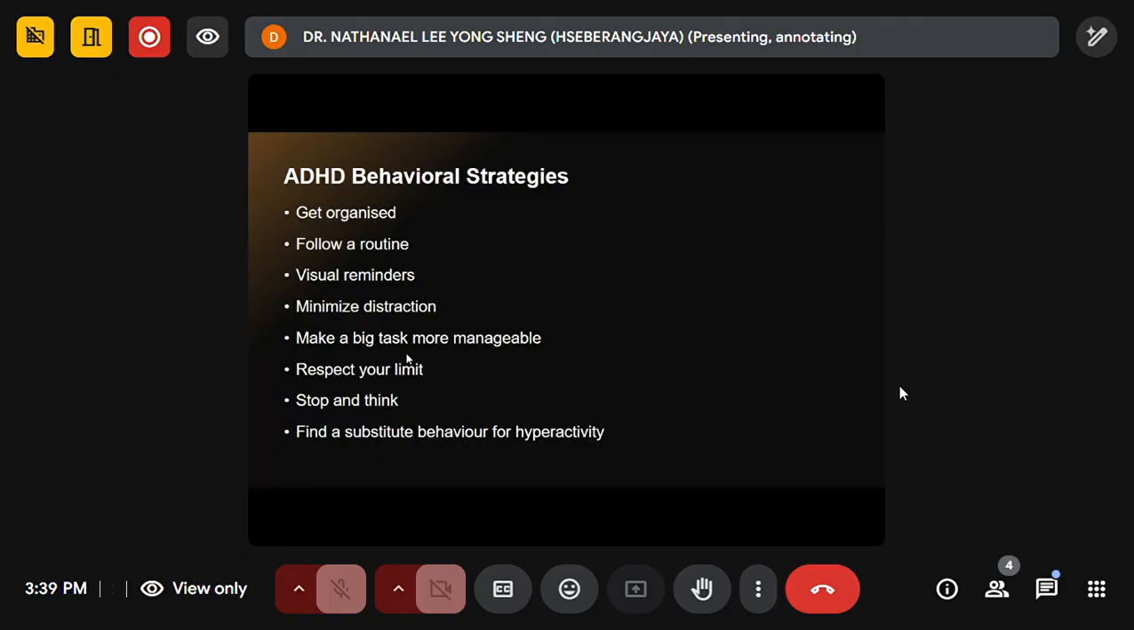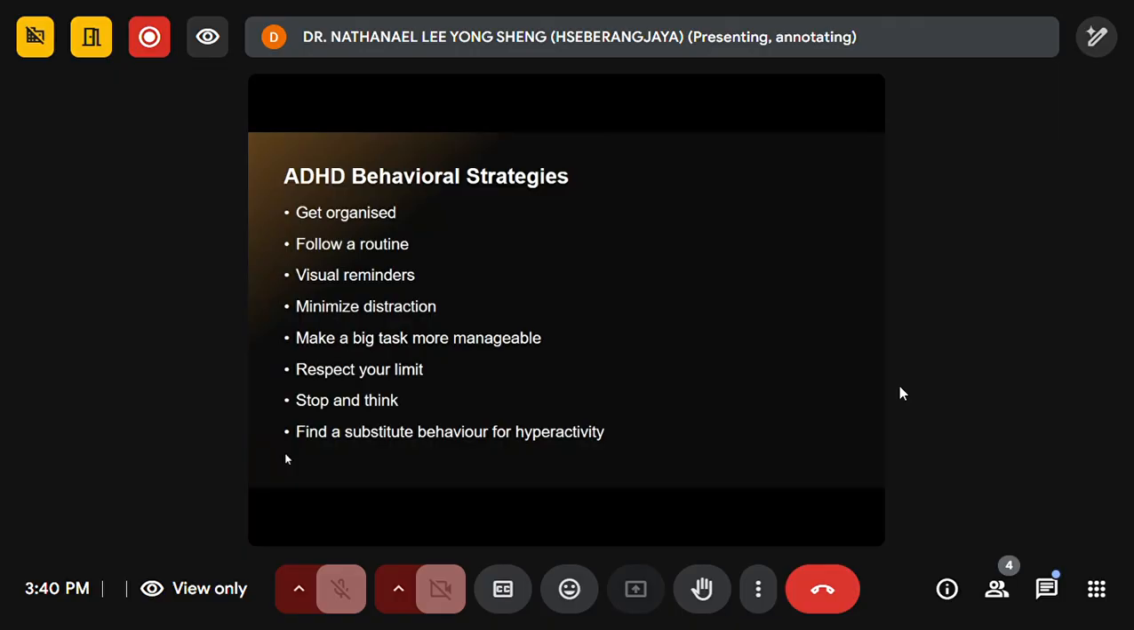As we know that they have a very limited attention span, it is very important for them to split tasks, like say a 1 hour task. They can split it into 10 minutes with a 2-3 minute rest in between, then another 10 minutes, and that will be very helpful for them. They also need to know their limits and arrange their work accordingly. And to prevent themselves from acting or speaking impulsively, they will be trained to give themselves time to stop and think before they react, and also to find a substitute behavior for their hyperactivity.